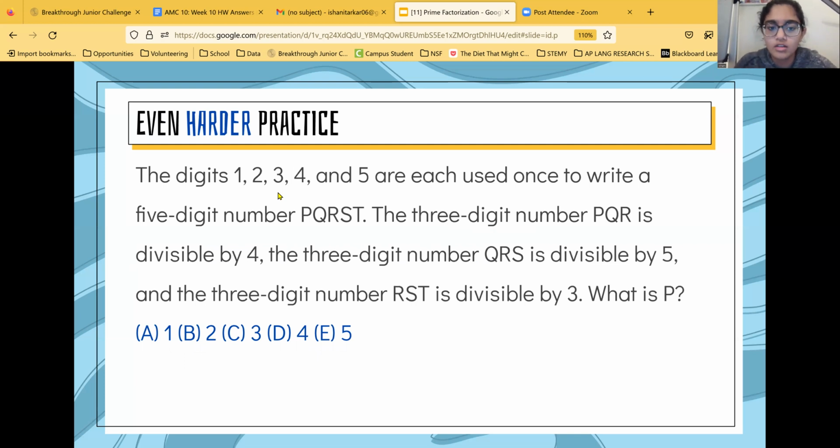The digits 1, 2, 3, 4, and 5 are each used once to write a five-digit number PQRST. The 3-digit number PQR is divisible by 4, the 3-digit number QRS is divisible by 5, and the 3-digit number RST is divisible by 3. What is P? I will give you 5 minutes for this. So 7:30.